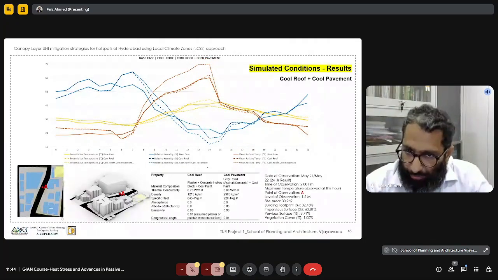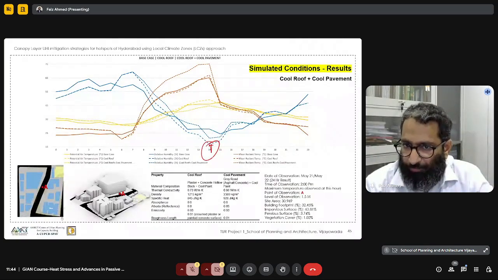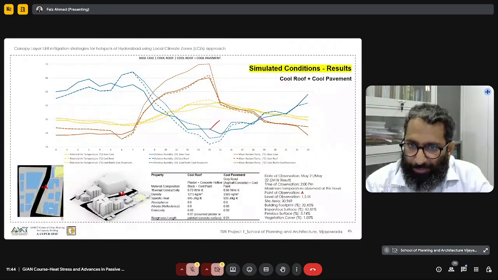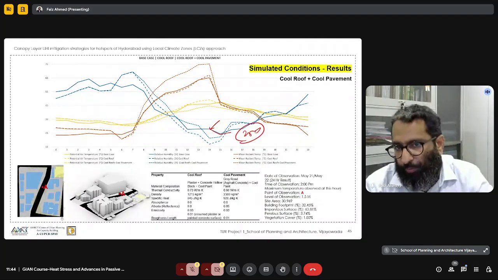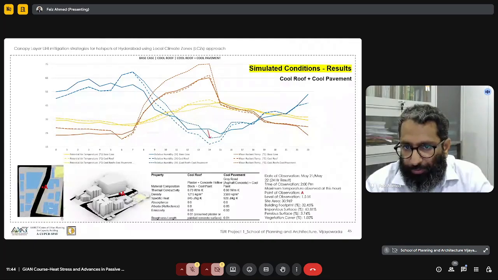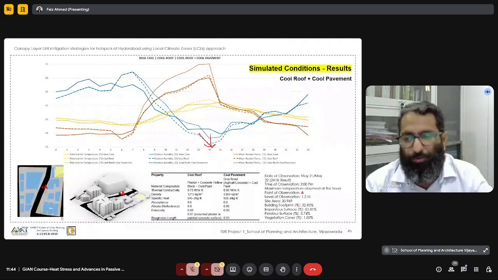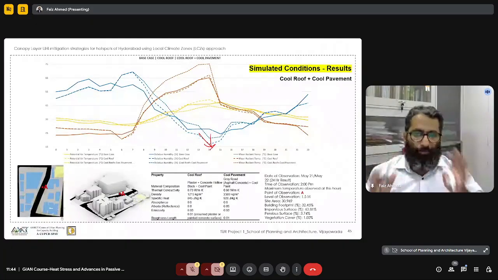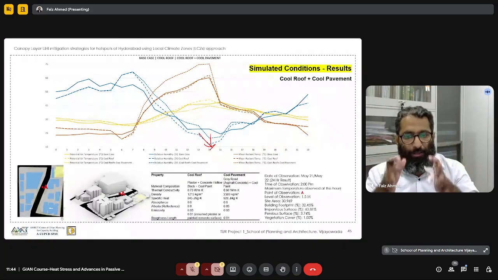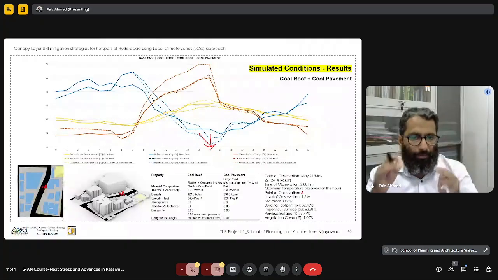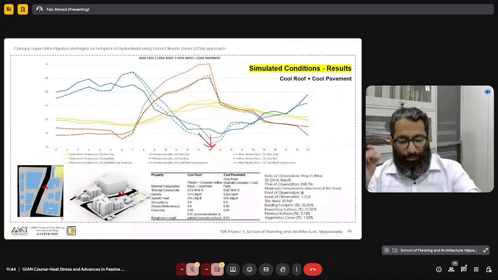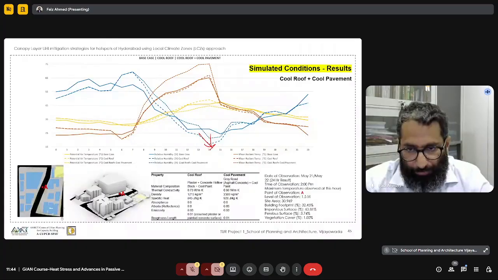For example, I've been saying humidity is a cause of concern for the Hyderabad case, particularly in summers. Let's say this is the humidity level in the existing case, which is about 25%, which itself is low. But if you use the combination of cool roof and cool pavement, the humidity level goes further down. So here it is a problem. Even if this has a beneficial impact, we are also creating some other problem, which should be kept in mind when we suggest something in specific.